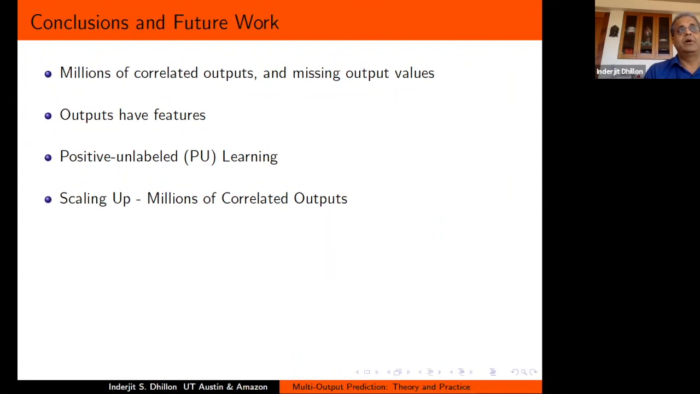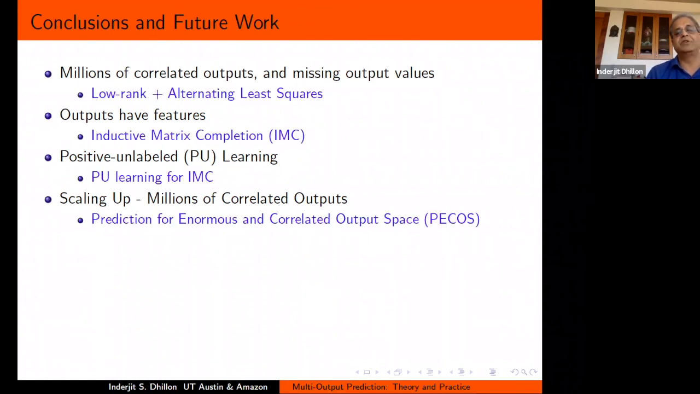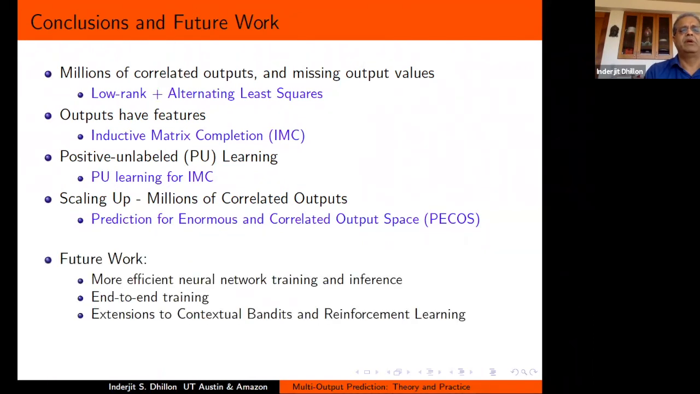So it's time to conclude my talk. I've talked about these challenges of modern prediction problems, which have very large output spaces, millions, missing values, features with outputs, positive unlabeled learning, and then presented some solutions, including the PECOS framework for scaling up. And it's actually a very versatile framework, like I said, and you can plug in different methods for indexing, matching, and ranking.